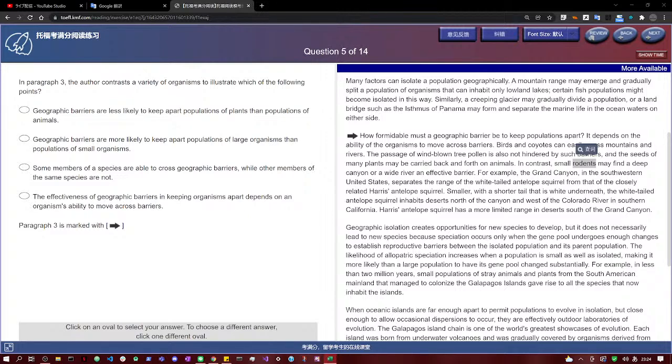Small with the shorter tail, that is white underneath. The white-tailed antelope squirrel inhabits desert north of the canyon and west of the Colorado River in Southern California. Harris's antelope squirrel has a more limited range of desert types south of the Grand Canyon. Geographical barriers are less likely to keep apart populations of plants than populations of animals. Barriers are more likely to keep apart populations of large organisms than populations of small organisms.